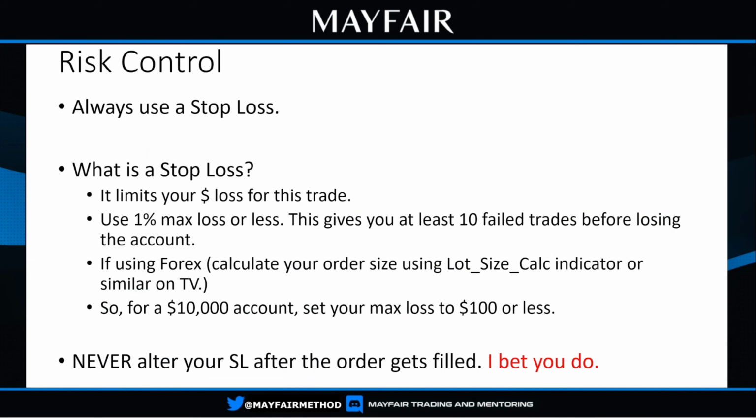Right, so we know how to set a stop loss when we put our entry in, but why use a stop loss? Well, if you want to be part of the 10% and not the 90, use a stop loss. It's that simple. You can ignore me if you like, but then you're probably going to be in the 90. Let's have a little look at what's going on here. Always use a stop loss. Stop loss limits your dollar loss for the trade. I recommend you use 1%, which means it gives you 10 failed trades in a row before losing. So for a $10,000 account, set your max loss to 100 or less.